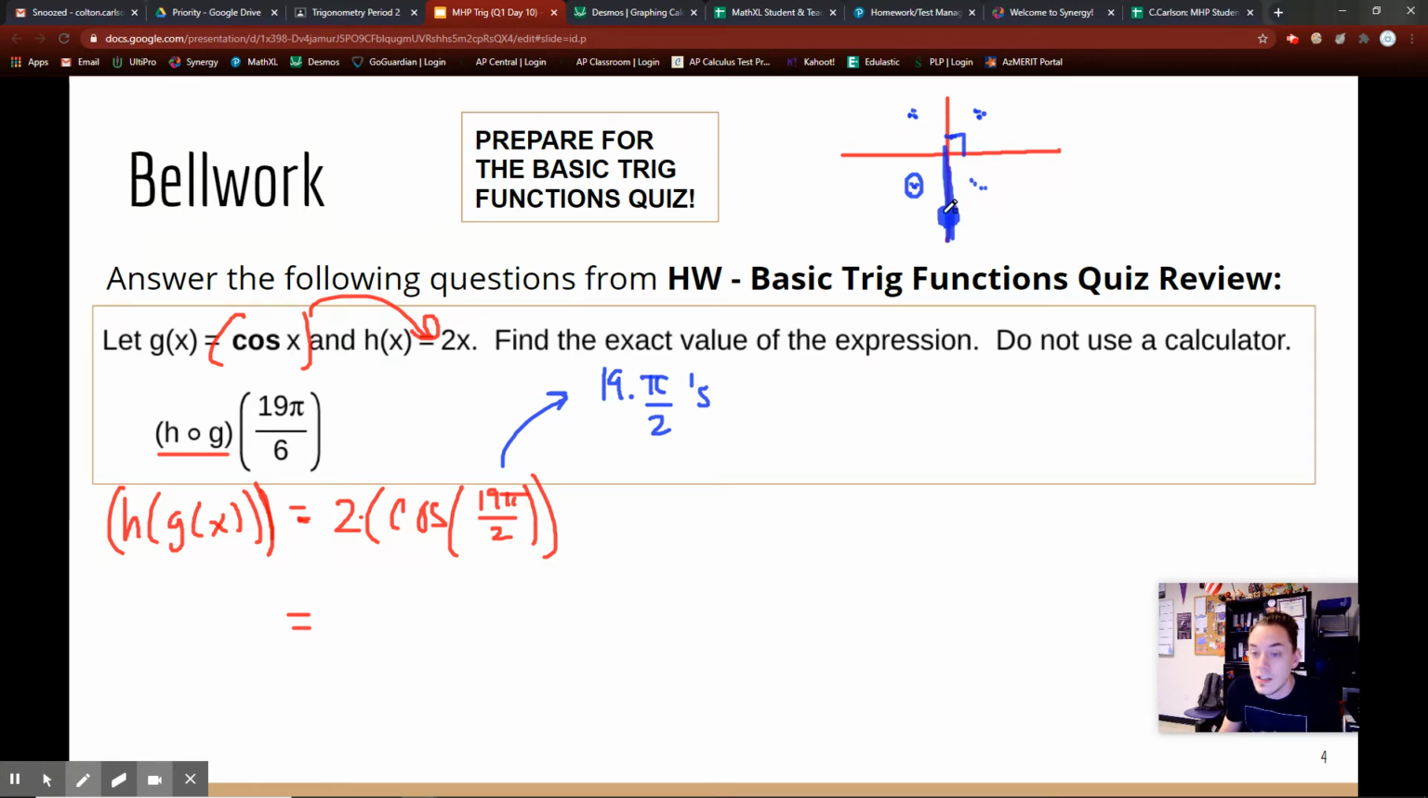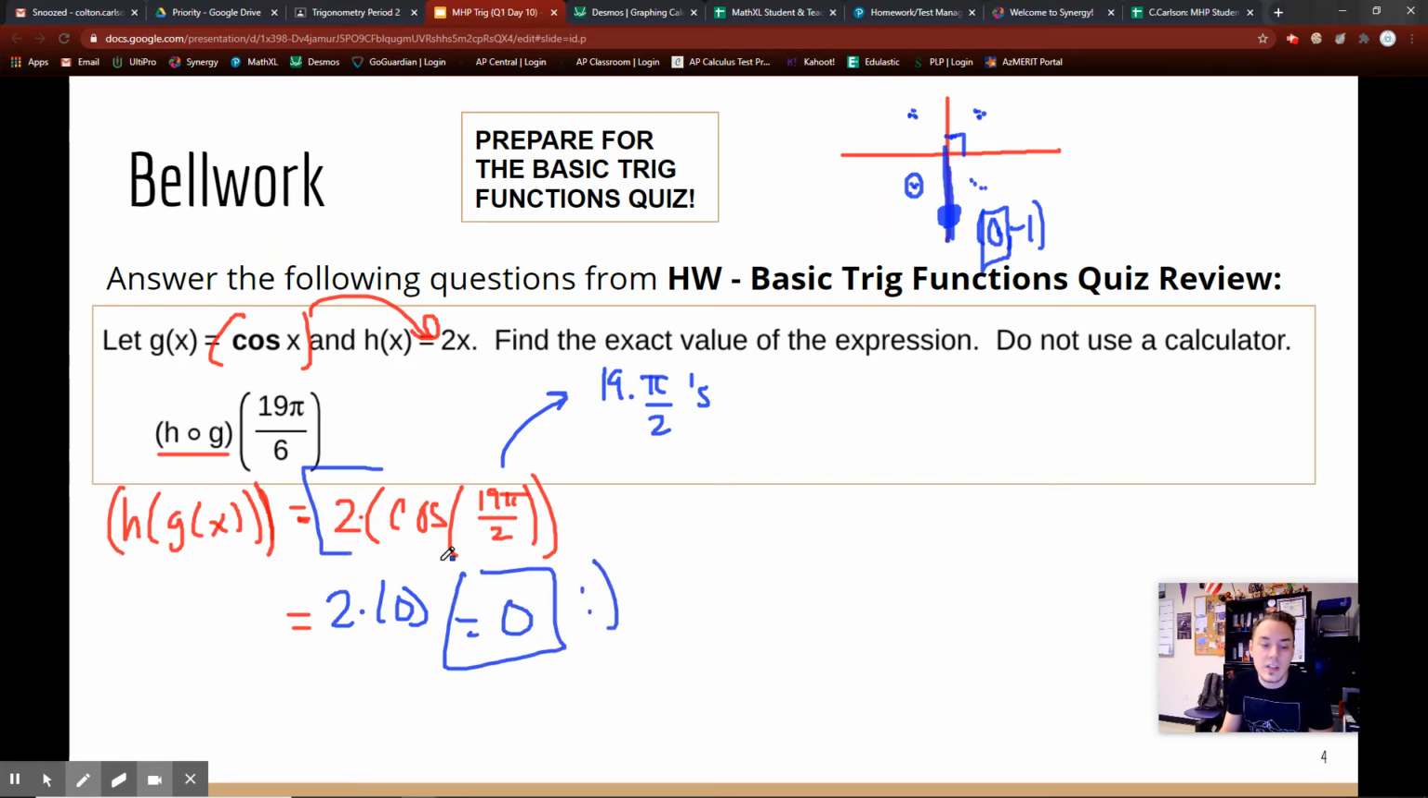What would that quadrantal angle be? What would that point be? Well, it is (0, -1). That doesn't change. Okay. Now, what is cosine of that point? Cosine of this point is 0, which means this is 2 times 0, which means this is just 0. Could you use a calculator on that as well? Yes, you could plug it into the calculator as well, and you would of course get this. I strongly encourage you not to, but this is what you do.